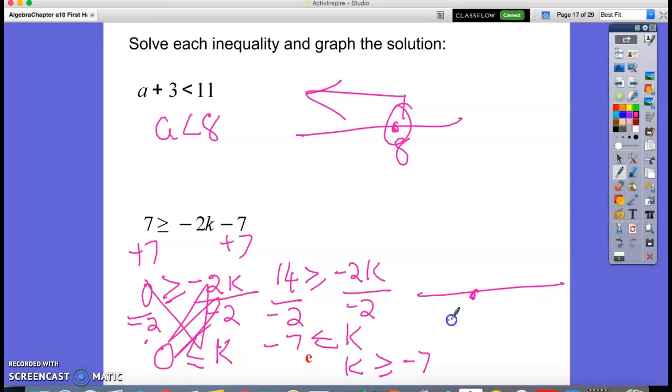If this is negative 7, this will be the graph. Always show 3 points. So this will be negative 7, this will be negative 6, and this will be negative 8.